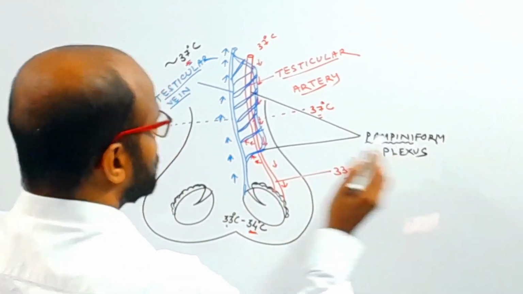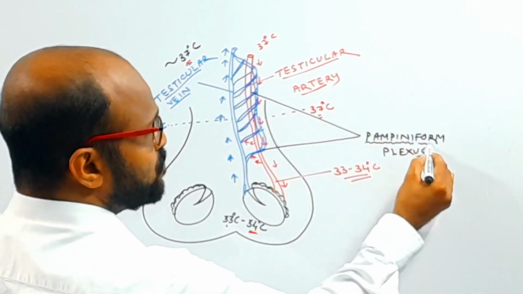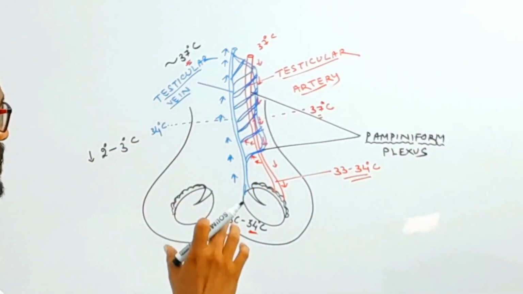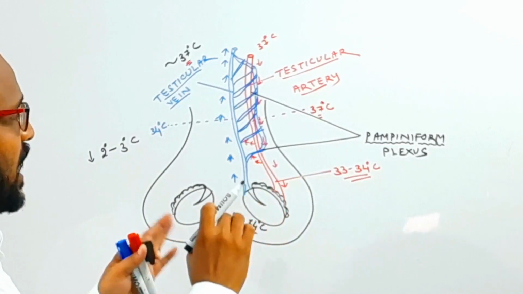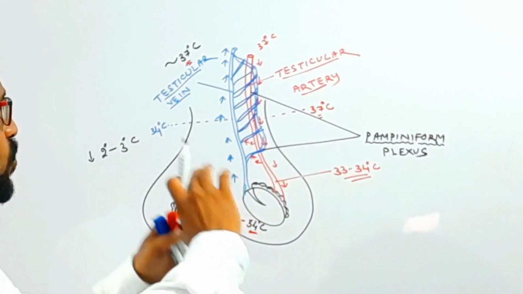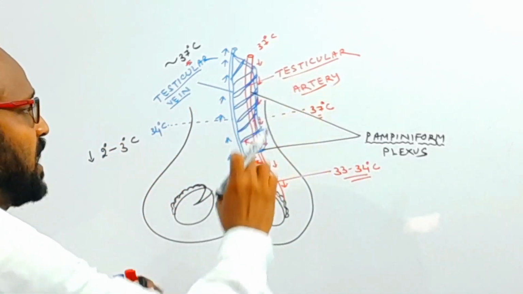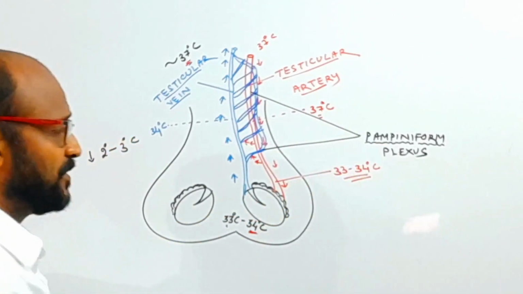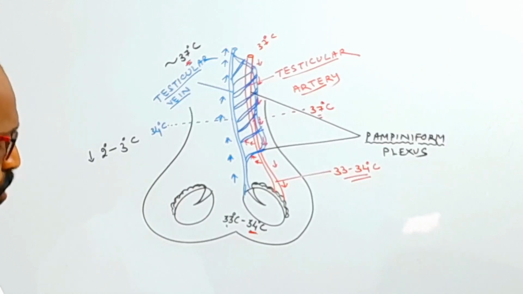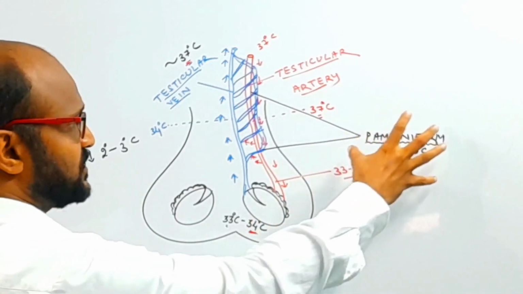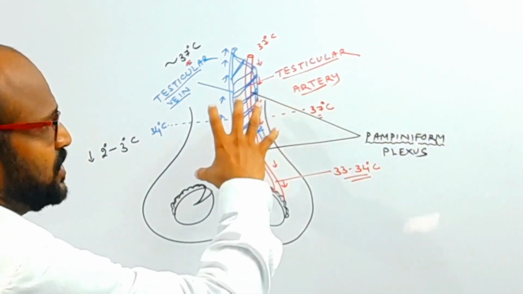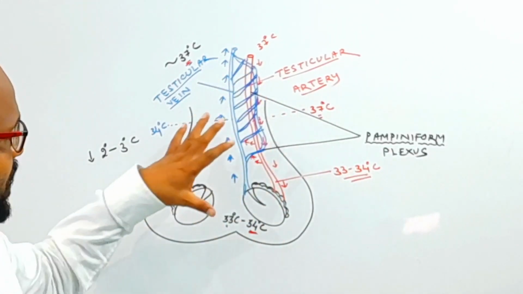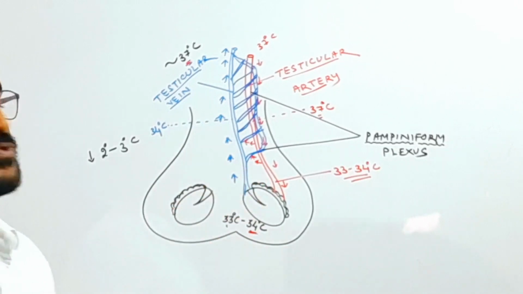Pampini means the tendrils and form means structure. So these branches of veins are elongated and coiled over the surface of the testicular artery like tendrils. That's why this is known as the pampiniform plexus. Such a pampiniform plexus helps to reduce and regulate the temperature inside the scrotum.